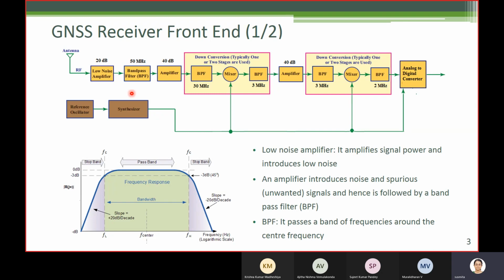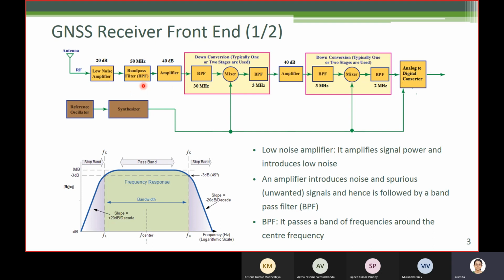And of course, this is representative. Don't think that all receivers use this configuration for processing CA code signals. CA code processing means the carrier signal which is modulated by the CA code. We are considering only that part. This is just a representative diagram, okay?